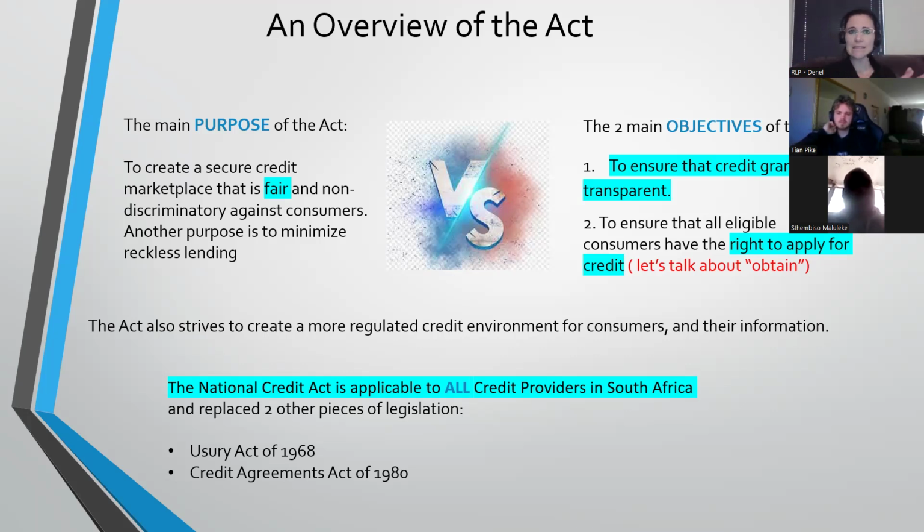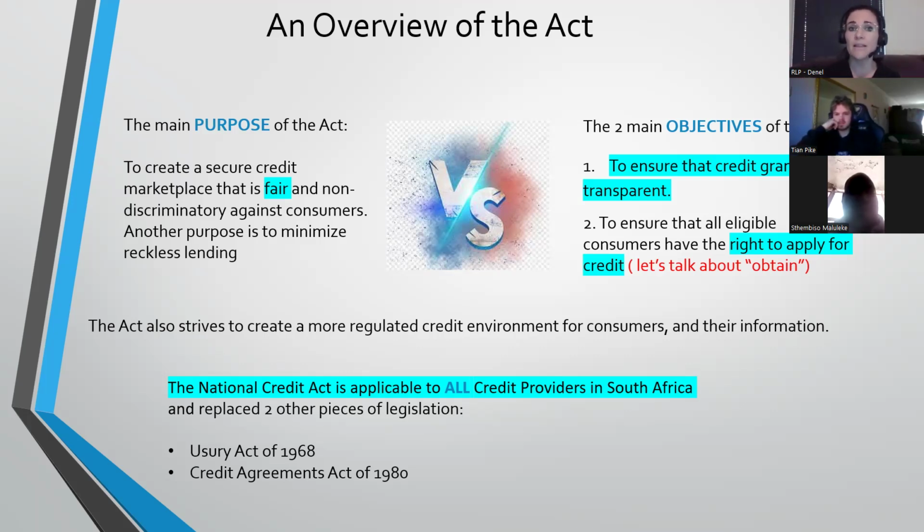Okay, so reckless lending, we think about Oprah just giving credit to everyone without considering if they can actually afford the credit. So that's the main purpose of the National Credit Act. Now we move on to the main objective of the National Credit Act. And the first thing they say is to ensure that credit granting is transparent. What is transparency, guys? Silly example, but can you see behind this bottle? Yes. Can you see behind a window? Yes. It's see-through.